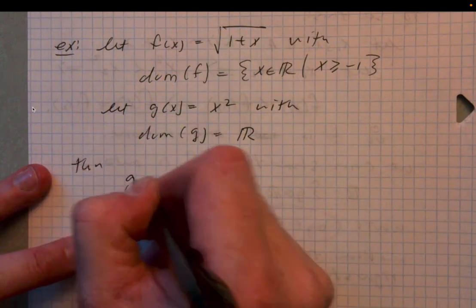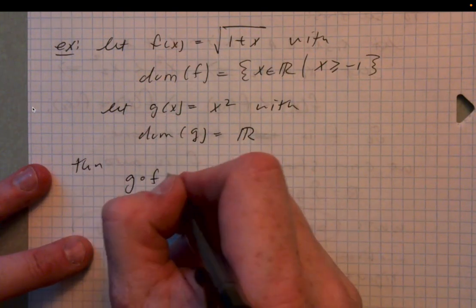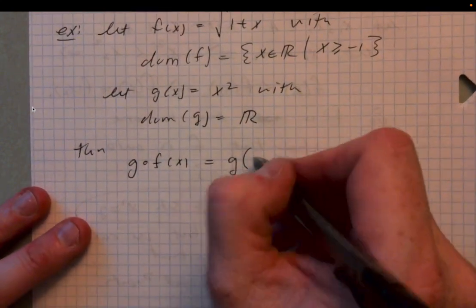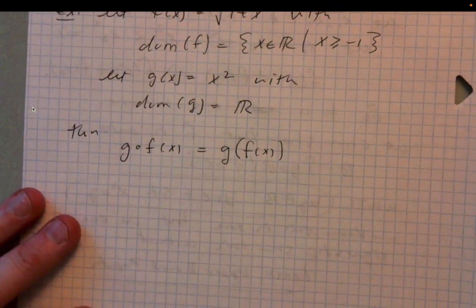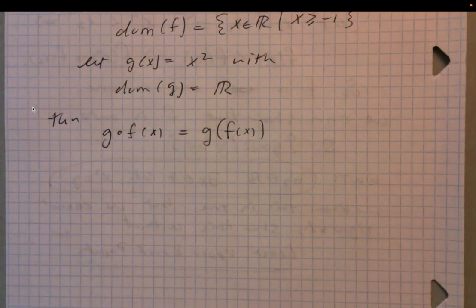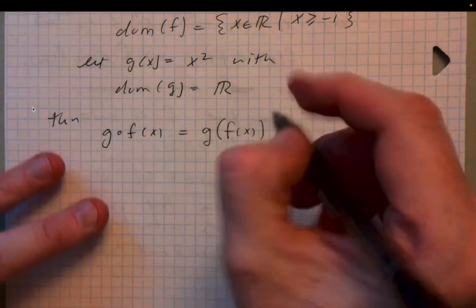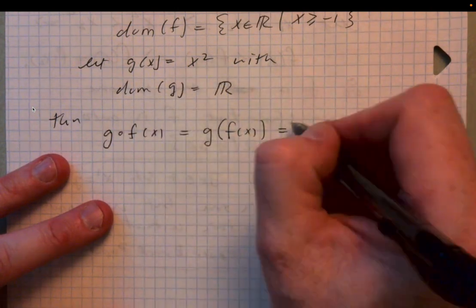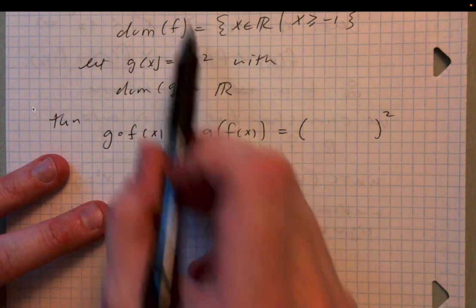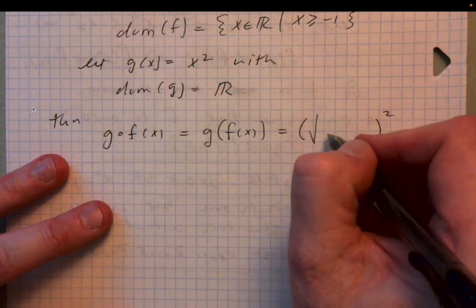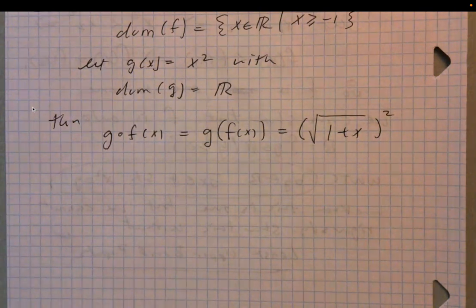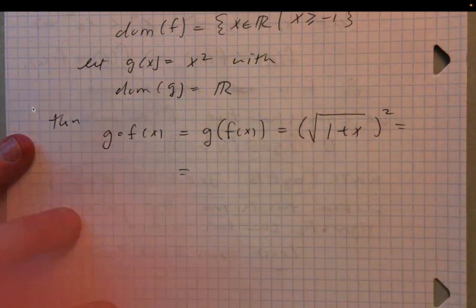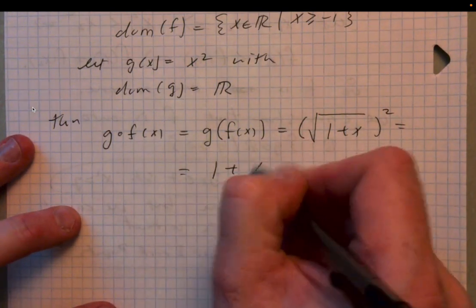So then g composed of f of x. Now you may be more comfortable notating it like this, g of f of x. I'm more comfortable notating it that way as well. But what is g of f of x? Well, on the outside you've got the g function, which is x squared, and inside you've got f of x, which is the square root of 1 plus x. And so that simplifies because it's just the square root of 1 plus x, all squared. So that's just 1 plus x, actually.